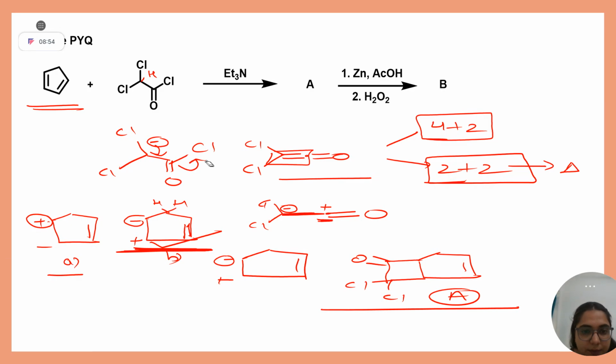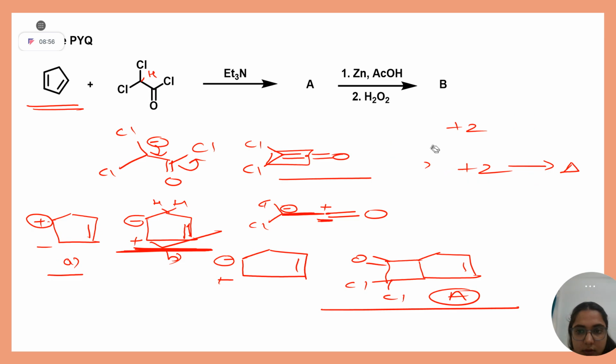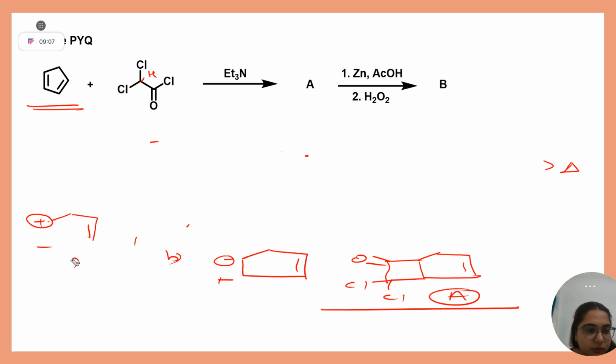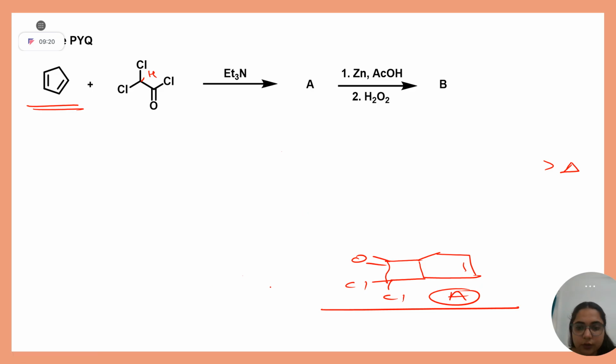Can I erase this part? Yes, ma'am. Okay. Now tell me the electronic configuration of zinc. Zinc d10, ma'am. Zinc d10, it means zinc has enough electrons, right? So what will it do? It does not affect, ma'am. If it has enough electrons, it does not affect.